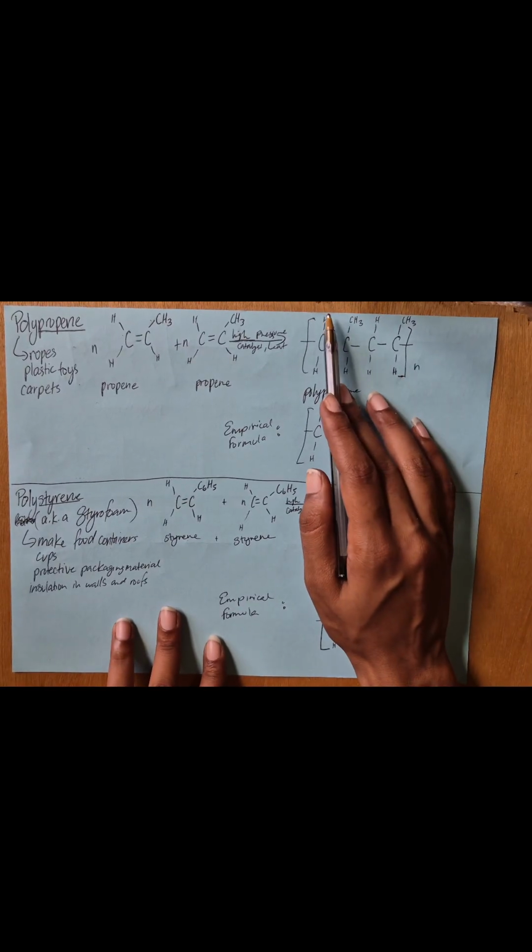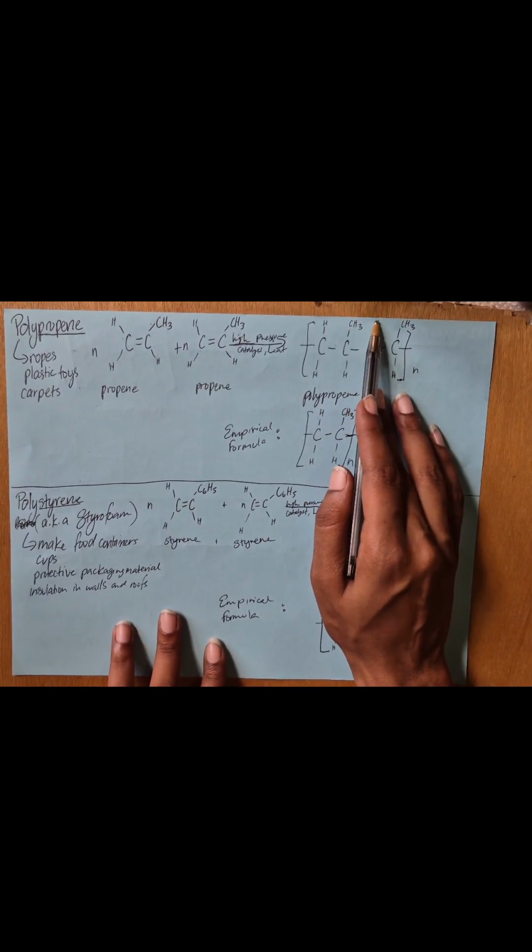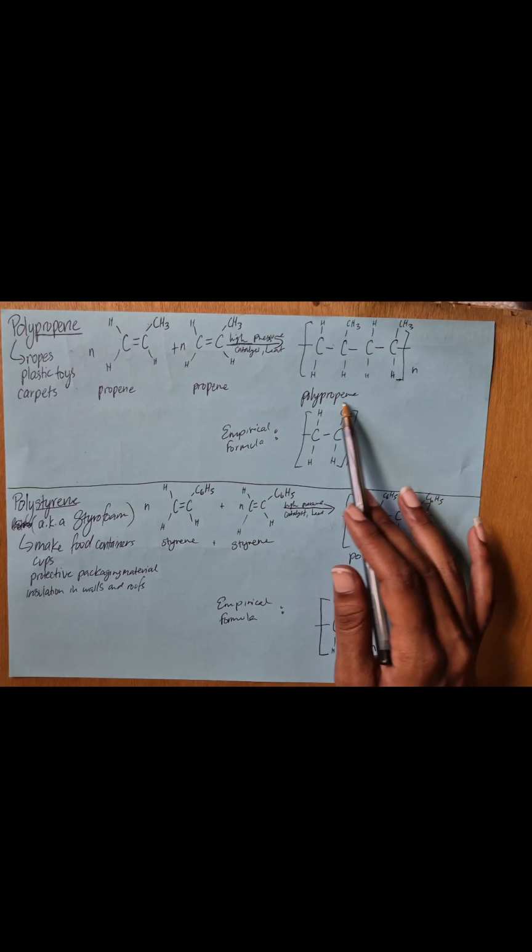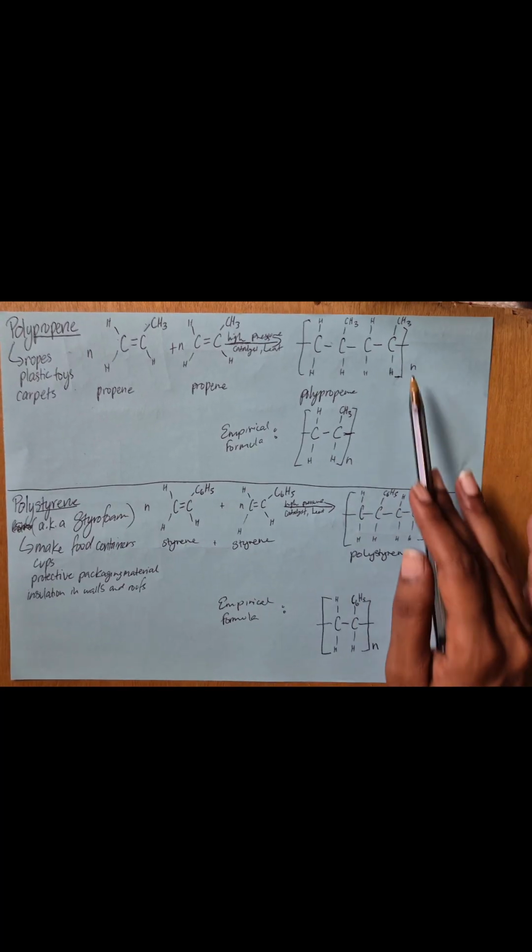You're going to have this time H, and then a methyl group, H, and then a methyl group. And that's how it's going to repeat, meaning the empirical formula is going to look like C with 3 H's, but a methyl group up here instead. Don't forget your n to say that it's going to be many of these.